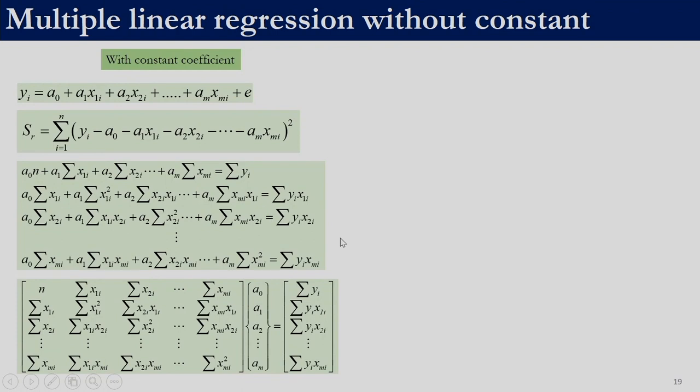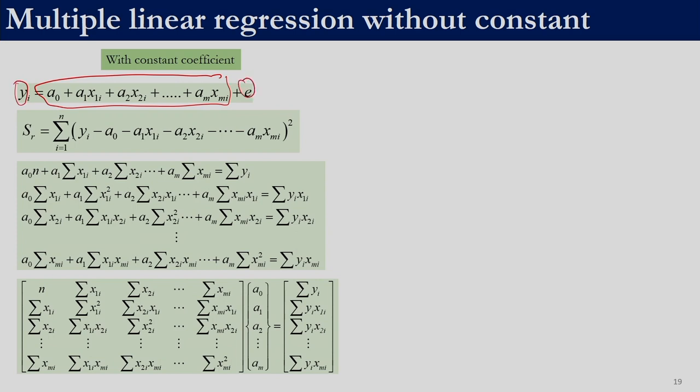Now we will see what if the model did not have a constant coefficient. So the model is not y is equal to a naught plus a 1 x 1 plus a 2 x 2, but my model is y is equal to a 1 x 1 plus a 2 x 2. So let us look into that. This is what we have previously derived. So this was our model, this is our model. This is what is the measured value.